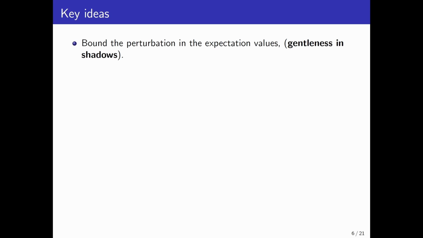The key ideas used for the algorithm and the corresponding analysis are as follows. We revisit the idea of using noisy measurements to limit collapse, but instead of seeing perturbation with respect to trace distance, we try to see how the expectation values themselves change. We call this gentleness in shadows.